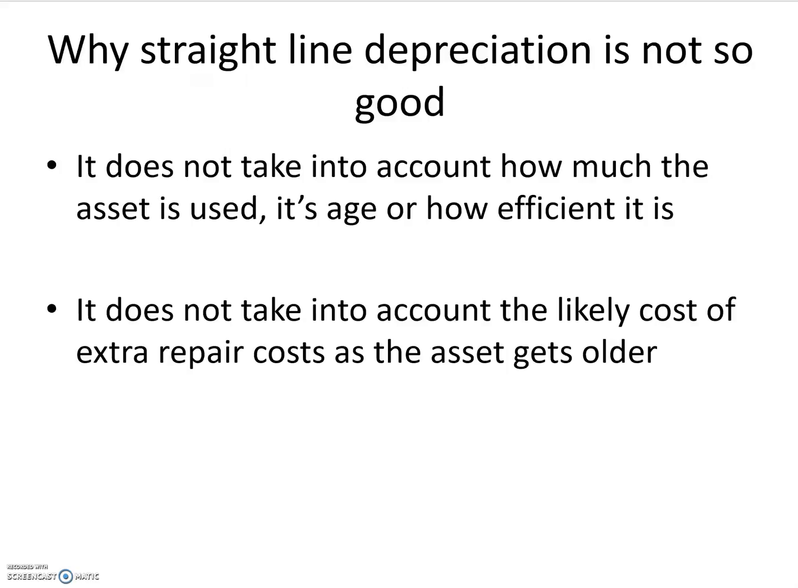However, sometimes it's not the best way to do it because it does not take into account how much of the asset is used, how old it is, or how efficient it is. Straight line depreciation is assuming that the asset is still as useful in year 10 as it is in year 1, and it's not going down by more than that, which is not always the case. And it doesn't take into account the likely cost of extra repairs as it gets older, because we know with older machinery, older cars, all of that type of thing, we often need to spend more money on repairs and things like that. So straight line depreciation does not take that into account. So sometimes not the best way.